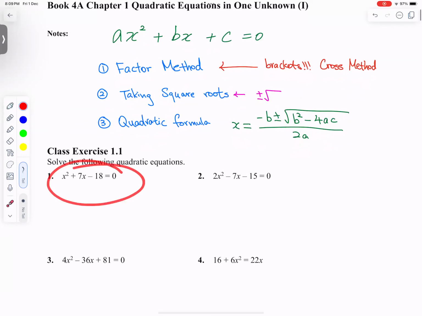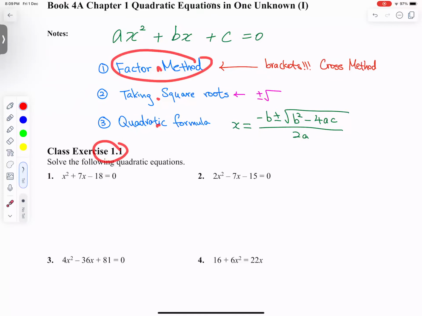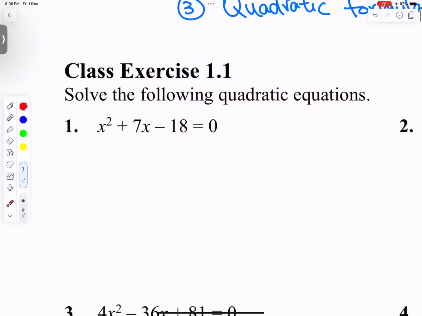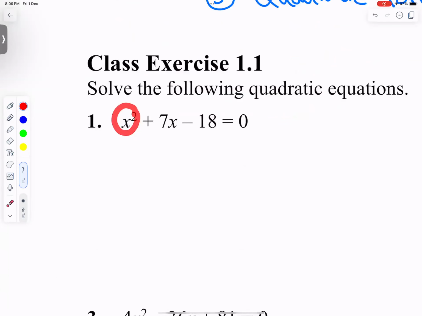So let's start doing it. How do I do this one? I want to use the factor method first. We have 3 different sections, and we will do the factor method first. To do the factor method, that means the cross method, we will have to think about the first thing and the last thing. So first thing here, how is x squared made? What times what can equal x squared? x times x.